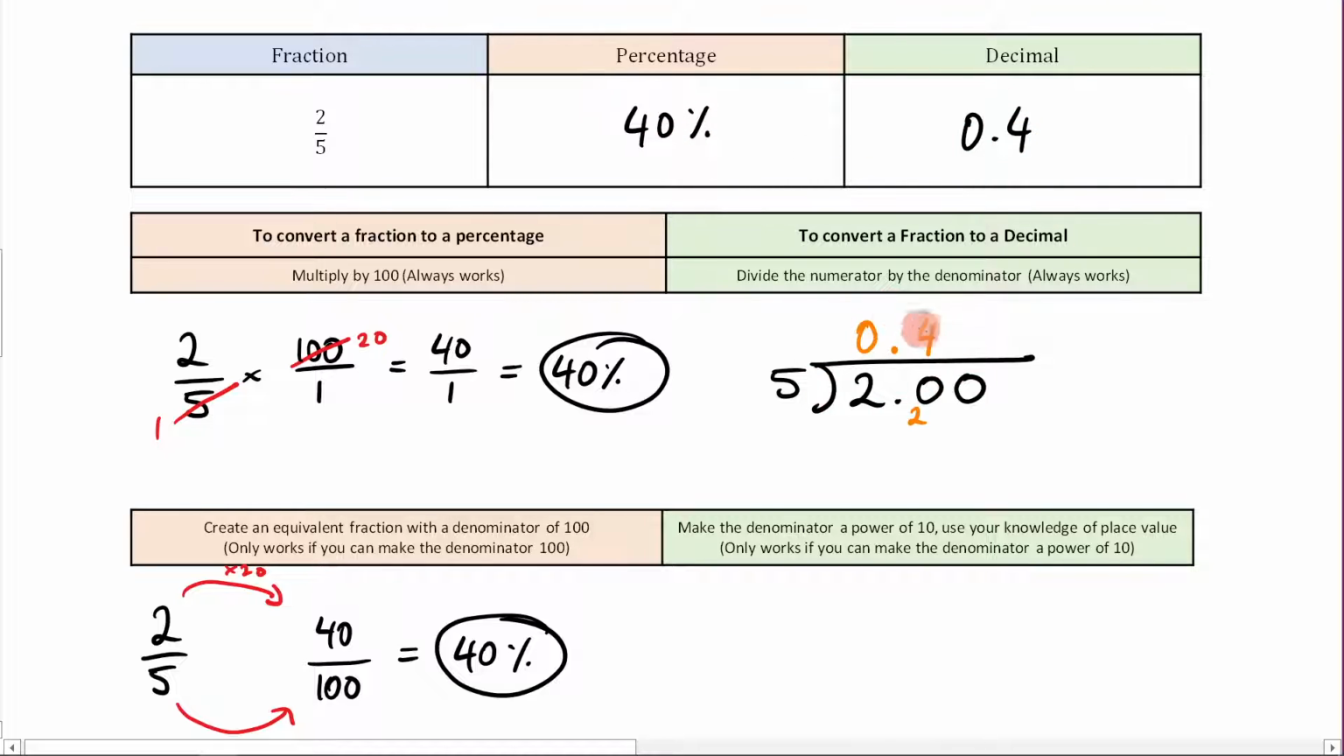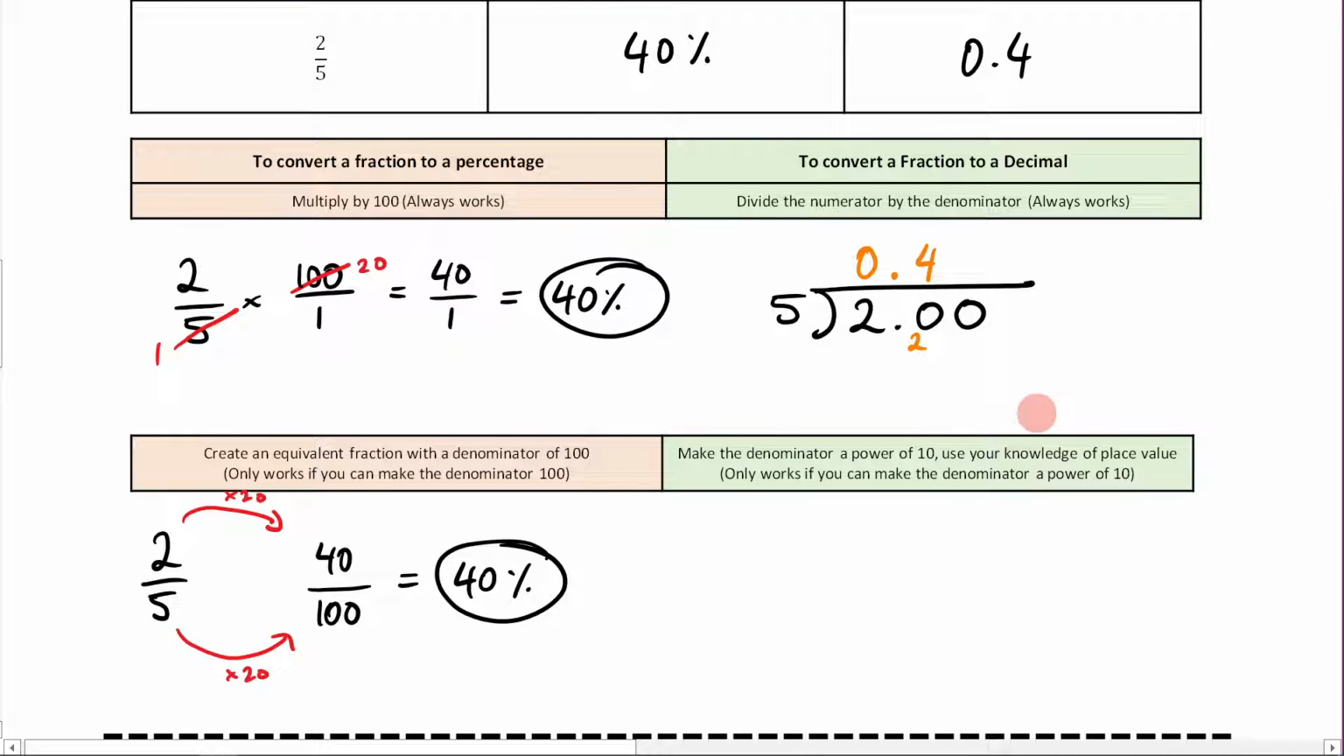Now, as I said, this isn't my favorite way of doing it. A better, or not better, an alternative way that doesn't actually always work is to do this. So make the denominator a power of 10 and then use your knowledge of place value. Now, this only works if you can make the denominator a power of 10. So just be careful of that. If you can't make the denominator a power of 10, this could be a problem.